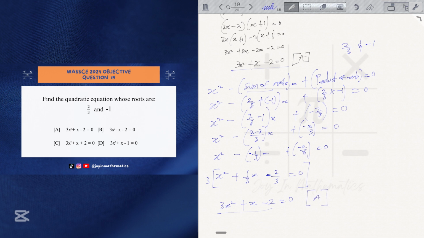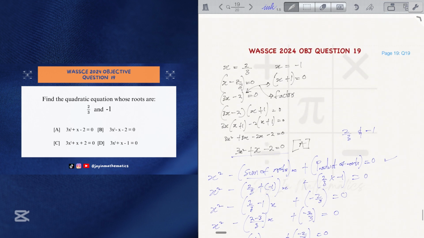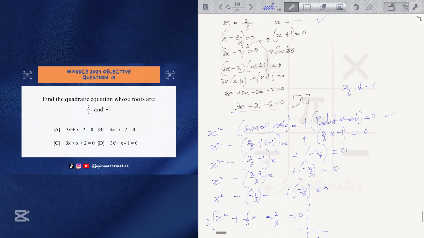So you can choose to go with this formula or simply evaluate the factors from the roots, and you will arrive at the same answer.